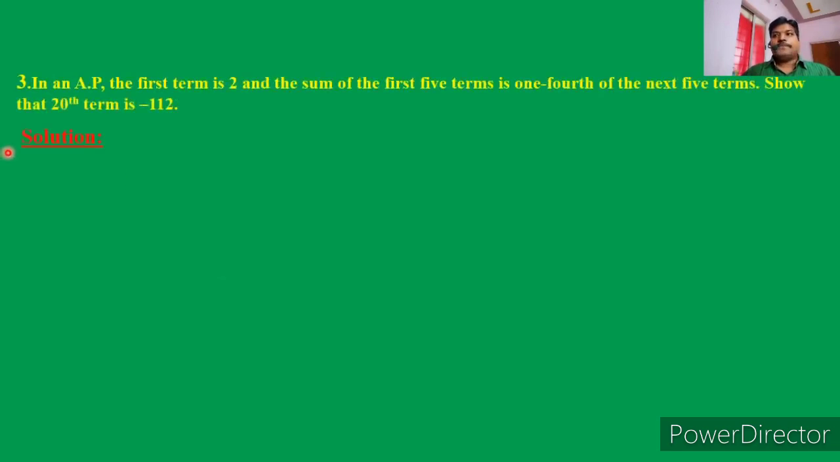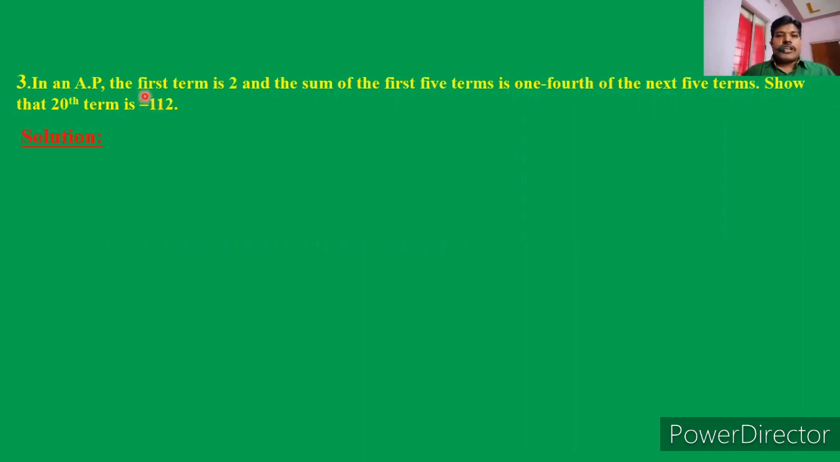Question number 3. In an AP, the first term is 2. They are given the first term, and the sum of the first 5 terms is 1/4 of the next 5 terms. Show that the 20th term is minus 112. So what is the question they are giving?